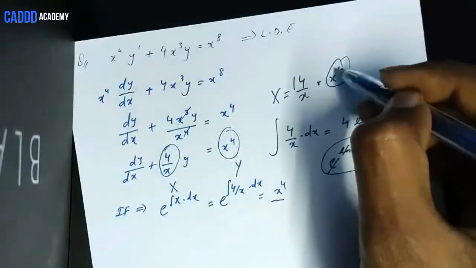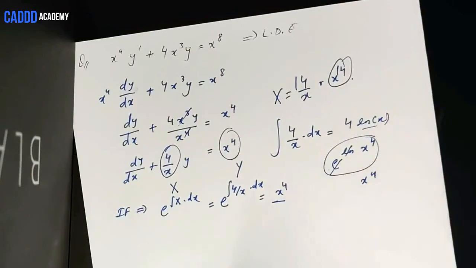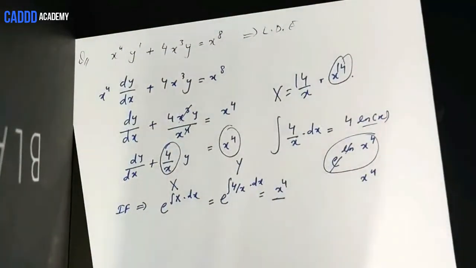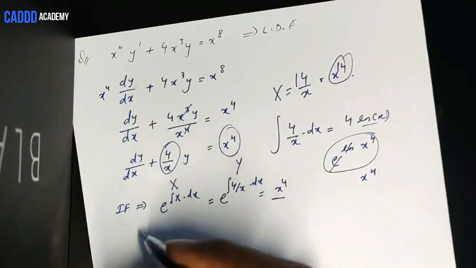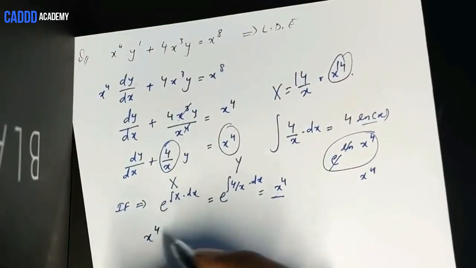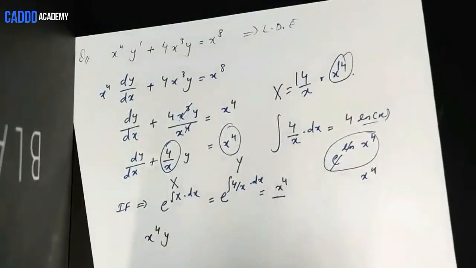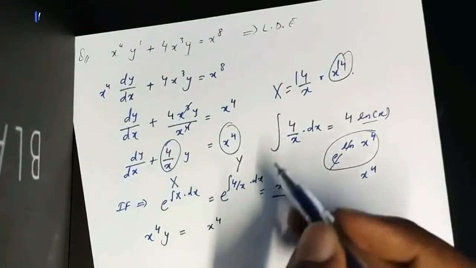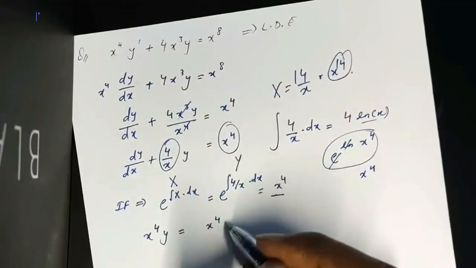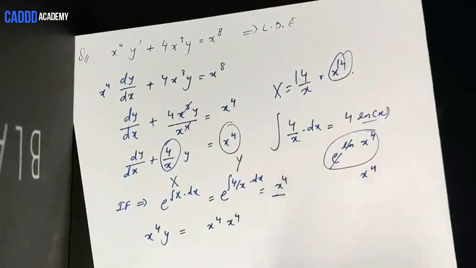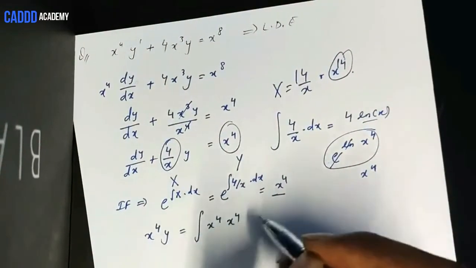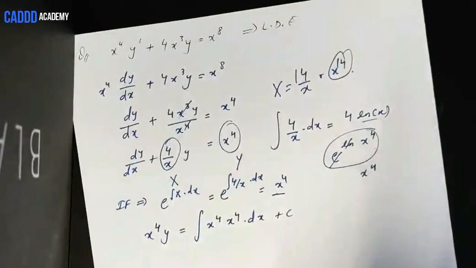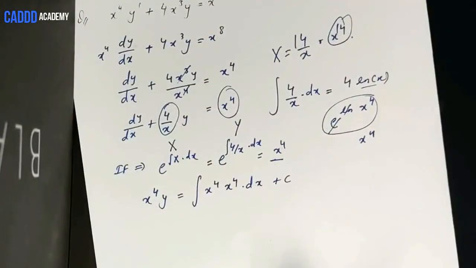If it is 14, then it is x to the power 14. Very simple. So this is what we got as the integrating factor. Now what we have to do: integrating factor into y is equal to integrating factor into this x to the power 4, and integrate this thing with respect to x, plus c. This is something you have to learn.